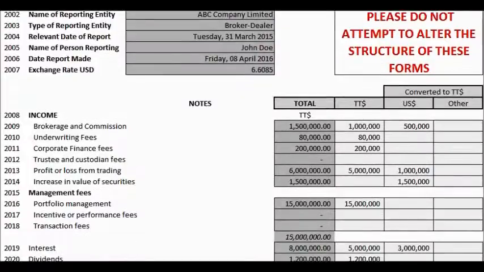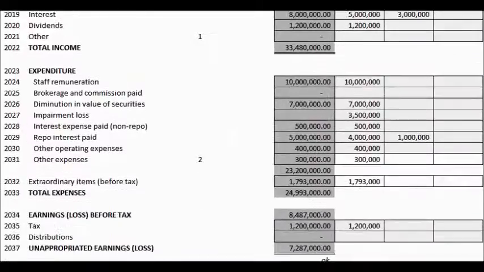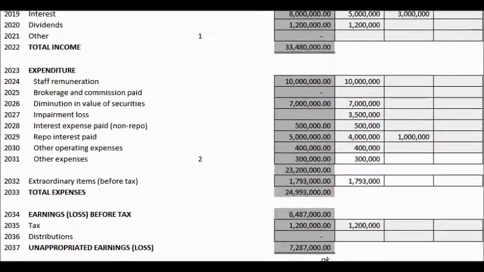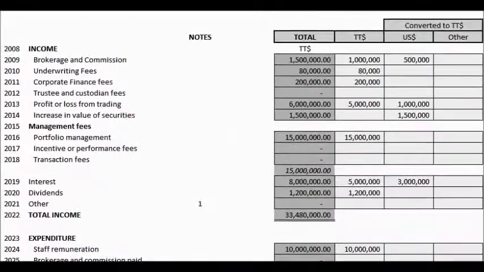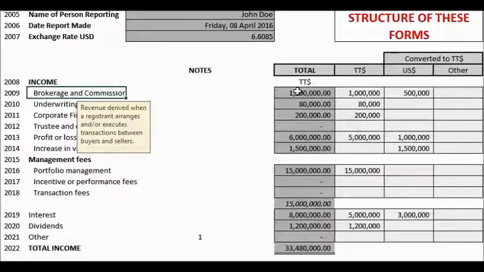This form, in general, is synonymous with a traditional income and expenditure statement of a company, with the exception of a few line items which we will highlight. The brokerage and commission line item represents the revenue derived from arranging and/or executing transactions between buyers and sellers or on behalf of a buyer or a seller.